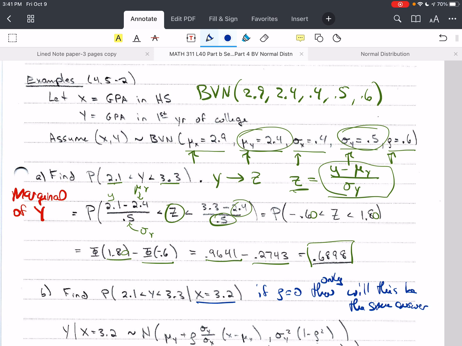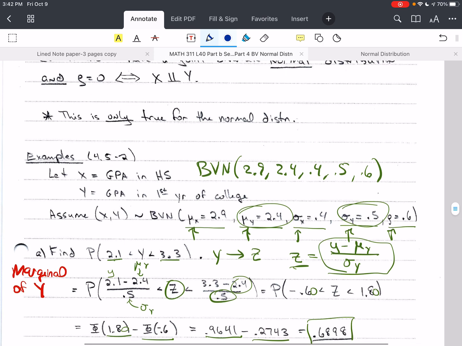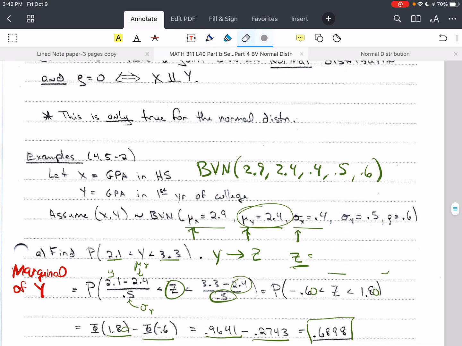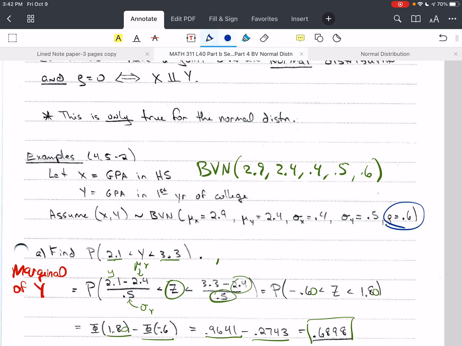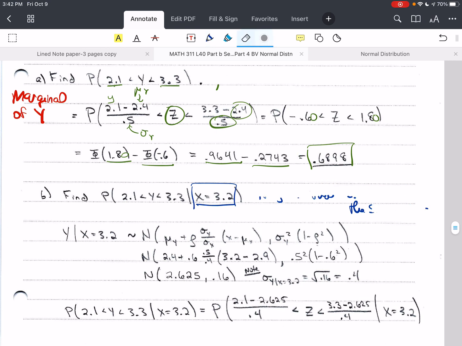Because if y and x are independent, then this value of x doesn't matter. Y is independent of x. If it's not independent, and by the way, we know that rho, let me clean this up after all, is not 0. Rho is 0.6. So this is not going to be the same answer. It's going to be different.